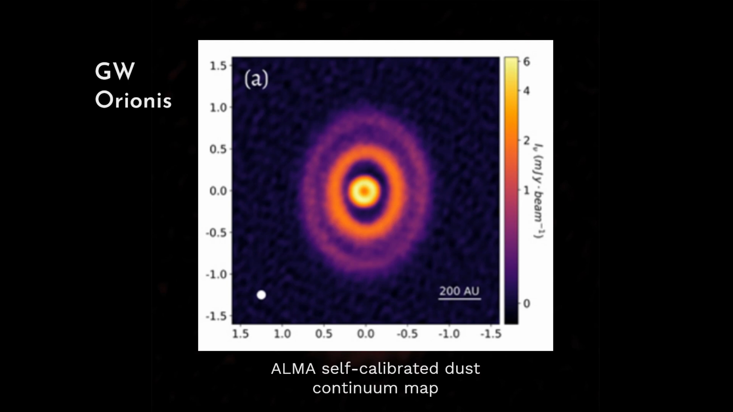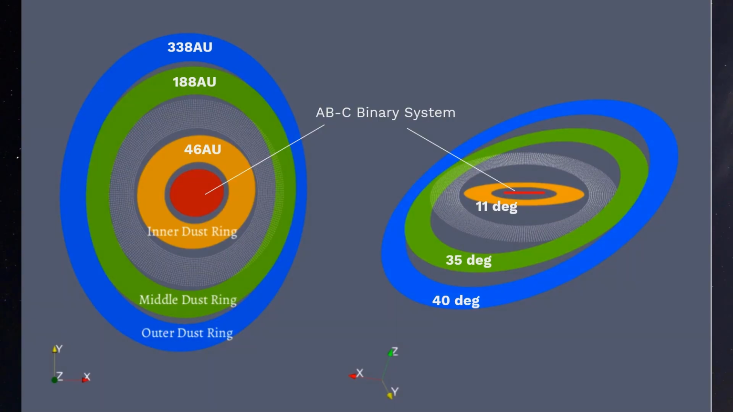This figure shows a dust continuum map of GW Ori. They have estimated the dust ring masses to be roughly 74, 168, and 245 Earth masses from the inner to the outer rings respectively. This figure shows the relative inclinations of the rings to the ABC binary system.